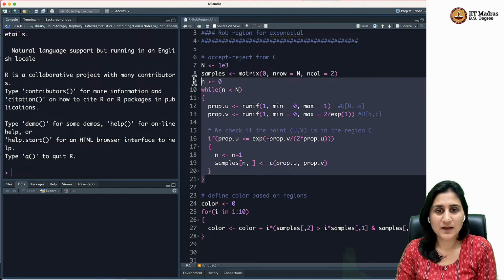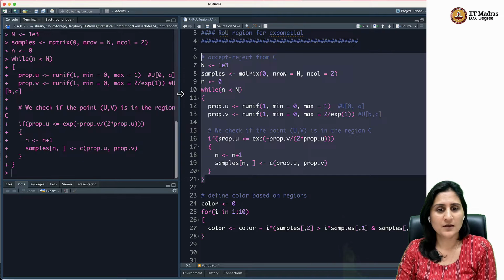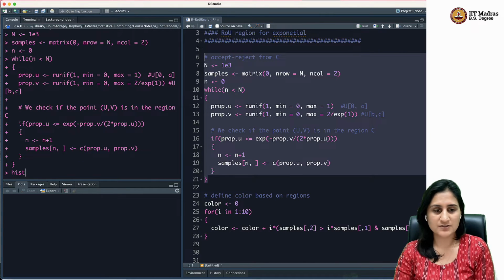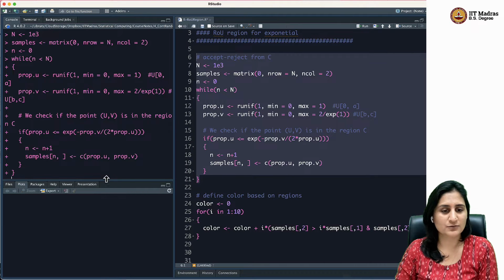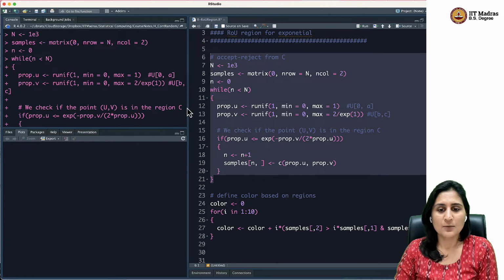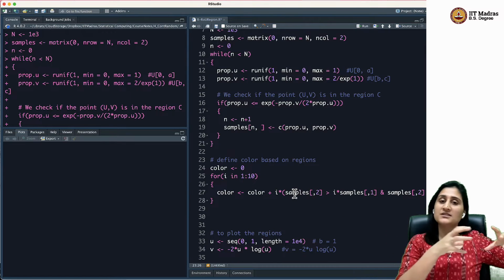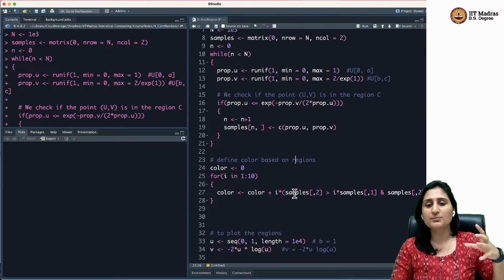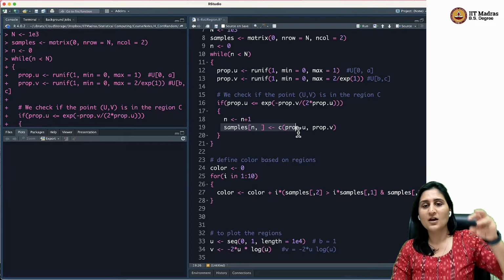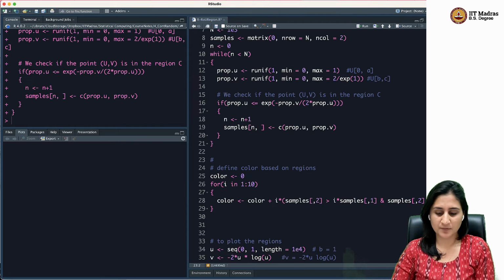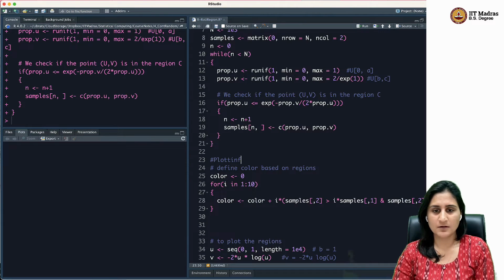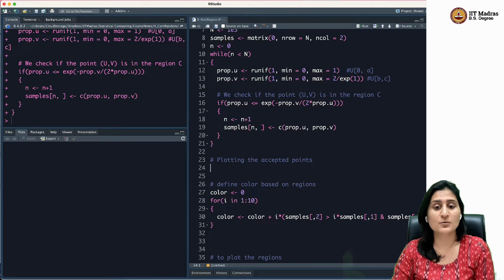Right? And when I do this, I'm going to get a histogram, let's say, of... okay, not yet. Let me not show you the histogram. Let me show you what I plan to show next. To understand what this region C looks like, I'm going to plot all of the points that have been accepted on the region C. Plotting the accepted points is what I'm going to do. So I put a comment in so that we know what we're doing.